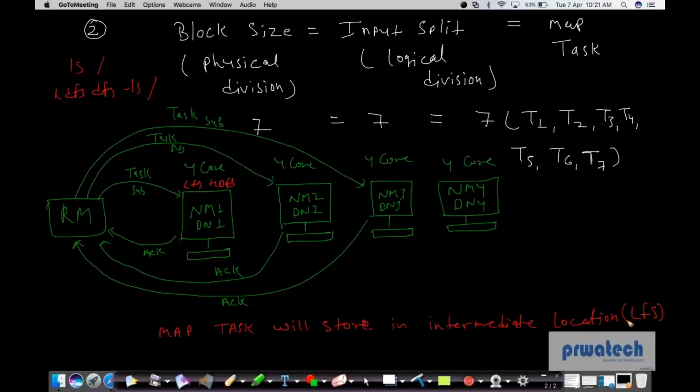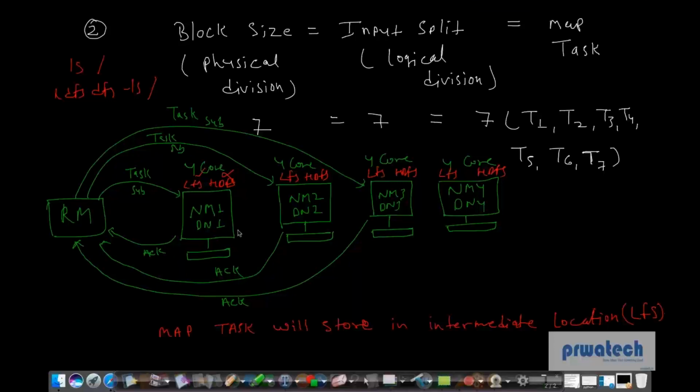So intermediate location means this map task output is not going in HDFS. This output is going in LFS, and this LFS is present in all the machines, right? So resource manager is only meant for monitoring purpose, just a master to see how things are working. But when I'm saying that this is HDFS, guys, HDFS is ultimately a part of LFS only, right?